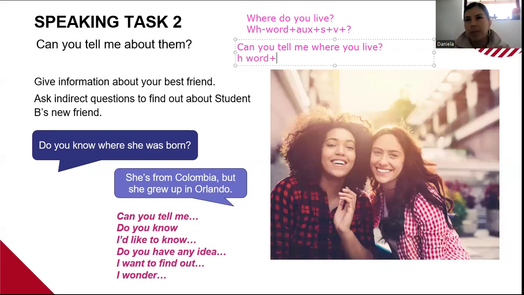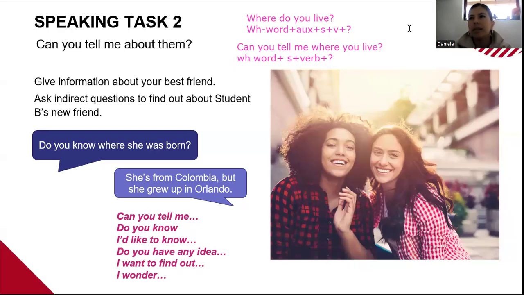And here is where the structure changes. You use the subject first and then the verb. As you see, it's different, right? Because you move it, you change it. You don't use the auxiliary here because it's the structure of an affirmative sentence, so we don't have to use do anymore. So, where you live, and that's it. Sometimes you don't have to use the question mark, because it's a statement within a statement, so it's just a statement.